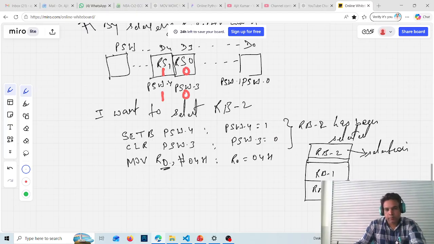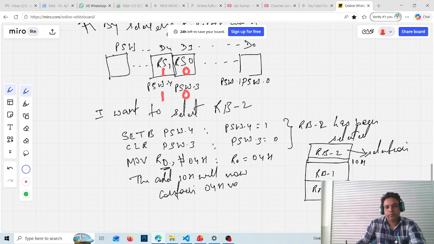Here it was 15 and 16, so it is address 10H. So the meaning of this instruction is that address 10H will now contain the 04H value, which is a constant value. After executing that instruction, this 04H will be stored in address 10H. This is how we select the register bank and move the data using registers.